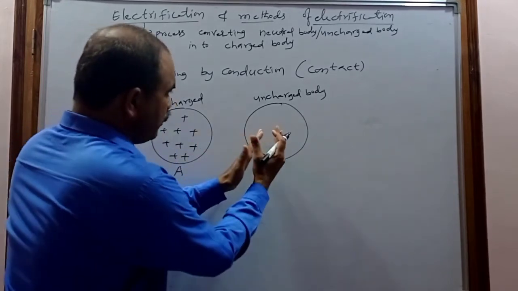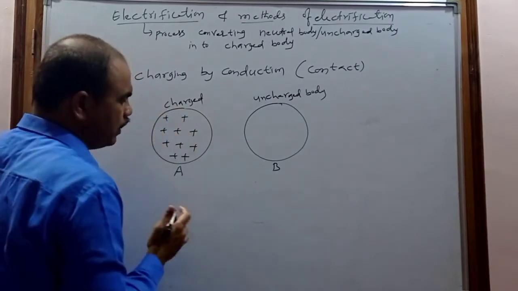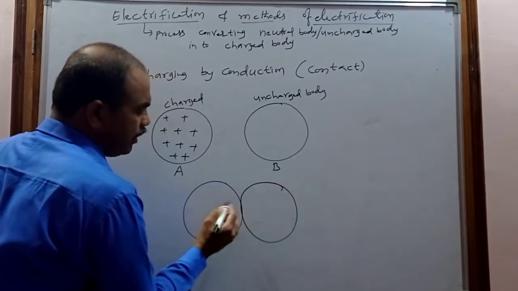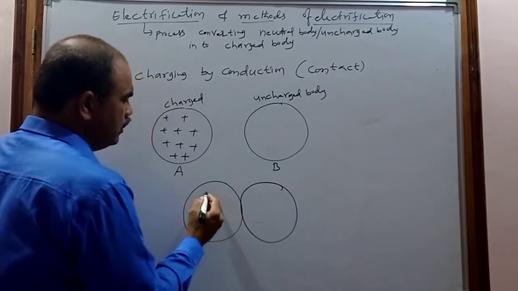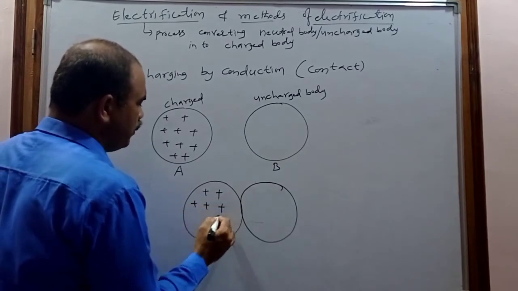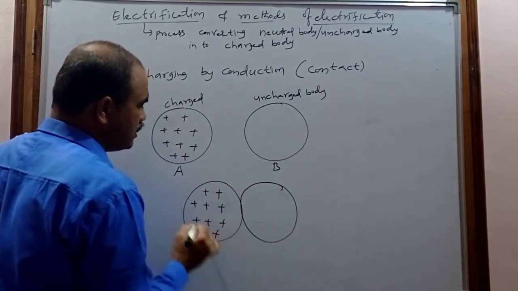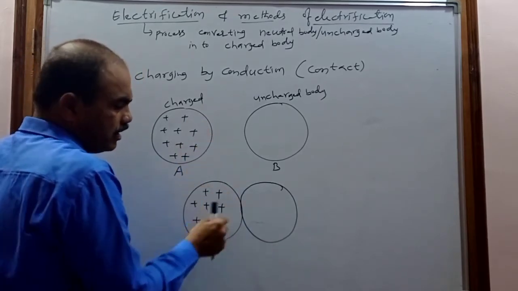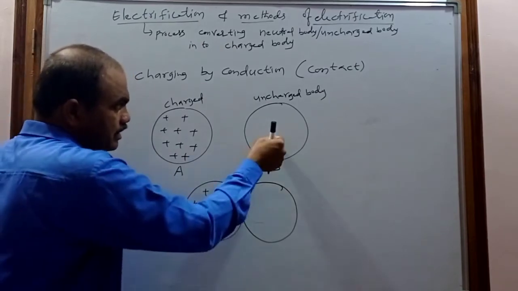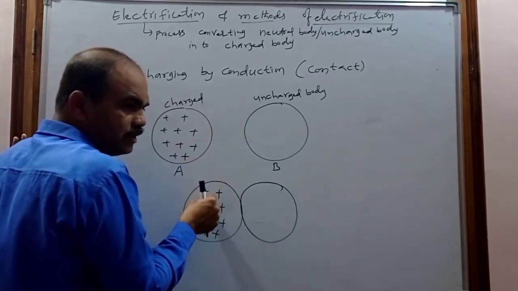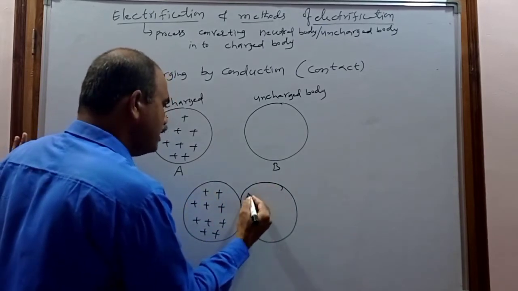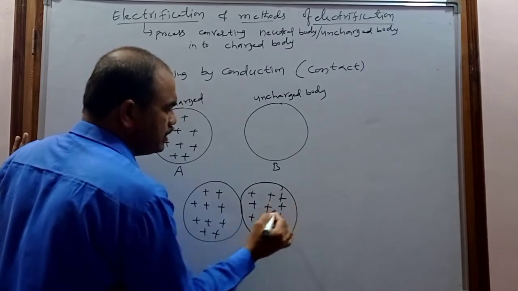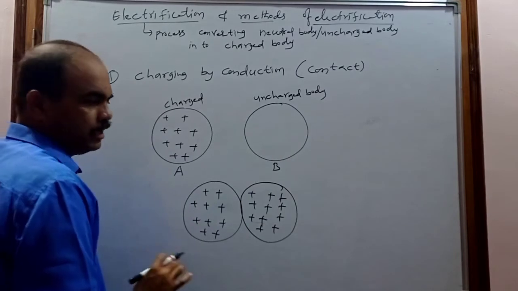So when this uncharged body is kept in physical contact with the charged body, what is the nature of the charge on the charged body? Positive charge. So when the uncharged body is kept in contact with this charged body, the uncharged body also gets a charge of the same nature, and it also becomes positively charged.